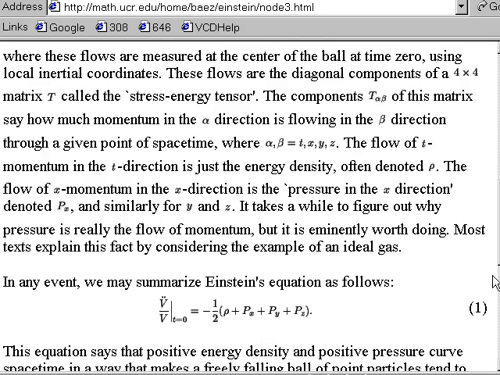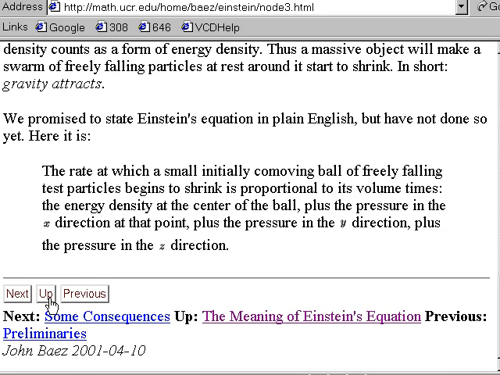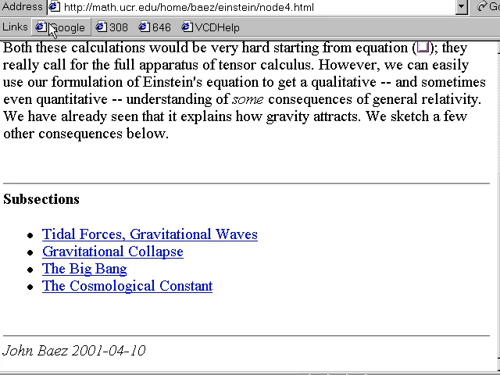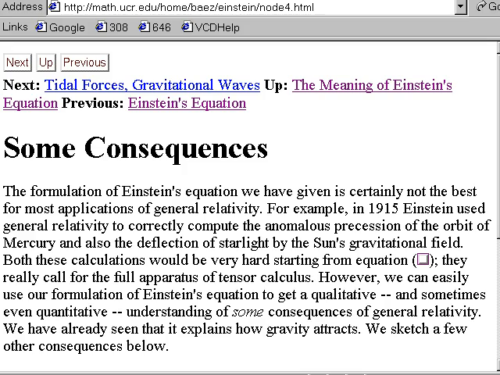Now, there's a nice discussion here on Einstein's equations, because Einstein wrote down an extremely nice equation. I'll just put it in here.